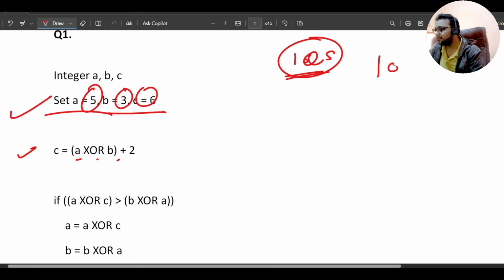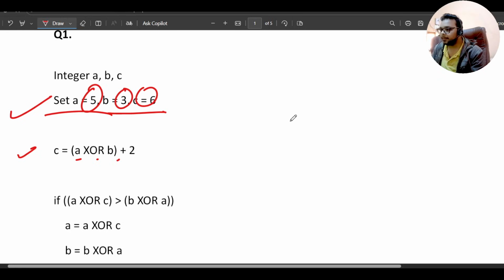Suppose the bits are 1 0 1 and 1 1 0. Then 1 0 will be 1, 0 1 will be 1, but 1 1 will be 0. If the bits are the same, then the XOR operation gives 0. So this is the basic rule of XOR. Now we are saying C equals A XOR B plus 2.